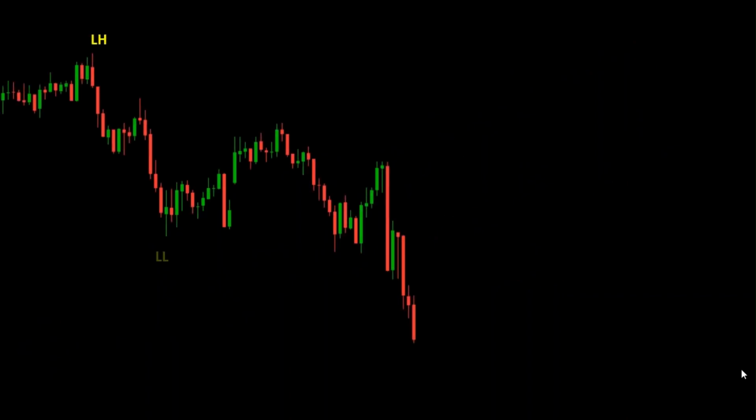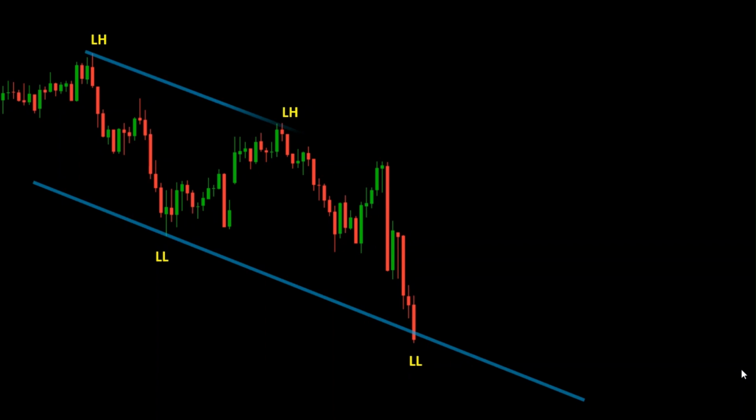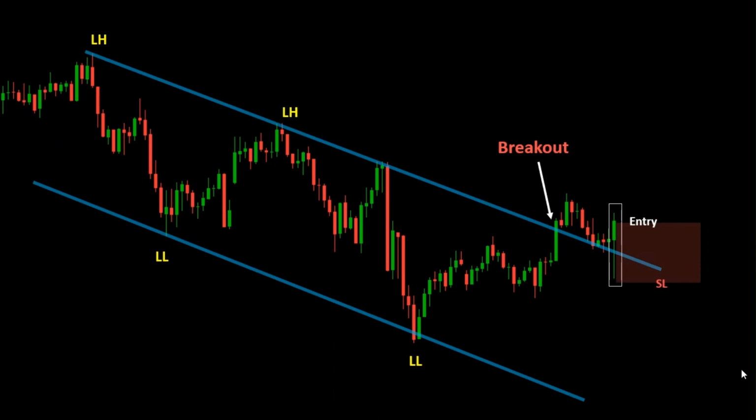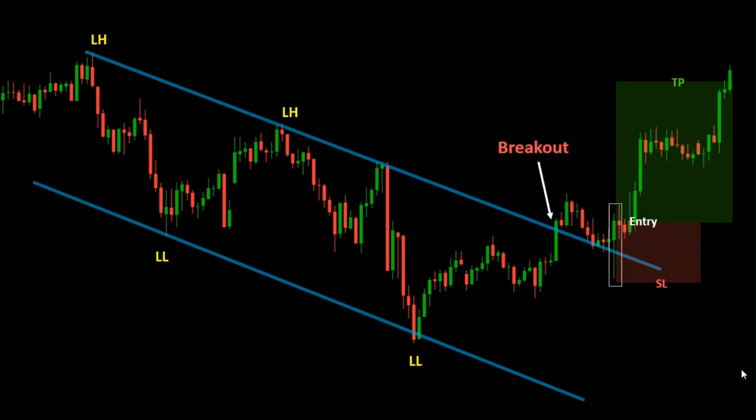In this example, lower highs and lower lows are forming within a descending channel. Eventually, the candles break above the upper trend line of the channel. A candle closing above this trend line confirms the breakout. At this point, we wait for a pullback to the upper trend line. If the price shows any clear signal of upward movement, that becomes our entry point for a buy position. Place your stop loss just below the low of the confirmation candle, and set your take-profit target at the nearest resistance level.